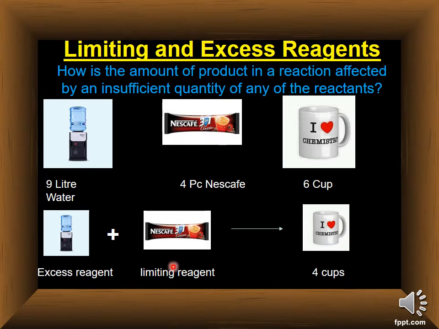And which one is the excess? Here it is water. Water is excess, and you can say the cup as well, because you still have 2 cups remaining. So water and cups are still in excess. I hope you understand this equation.